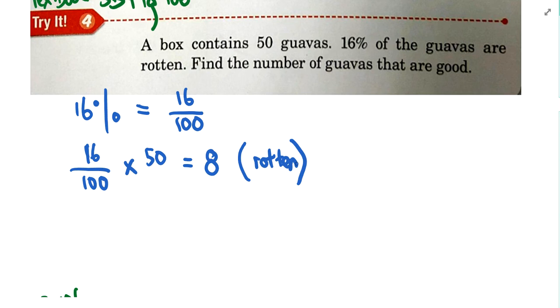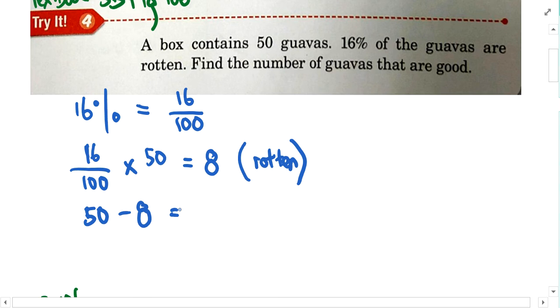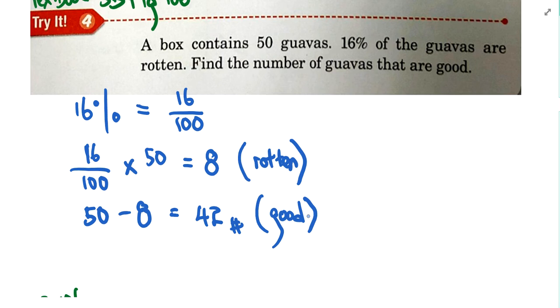So how do we find the good guavas? Thank you very much. So in total there are 50. If I minus the rotten ones, so 50 minus 8. If you press your calculator, you will get 42. Thank you very much. So I'll underline the last one. These are the good guavas. Okay, notice I put the answer in brackets. So I'm telling you what you need to do, because if you just give me numbers, I don't know what you are doing. All right?